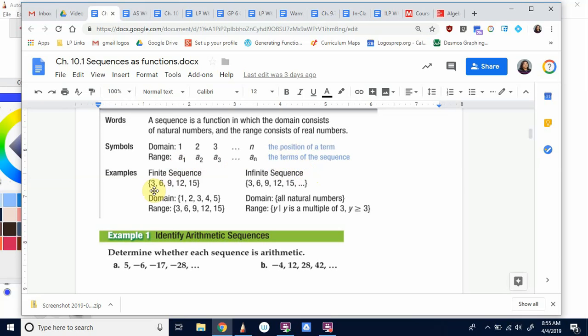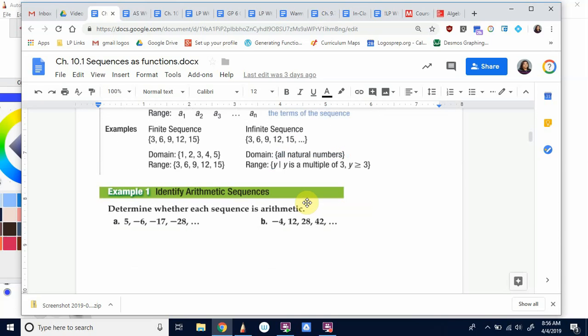So for instance, if I have 3, here the domain would be 1 and the range would be 3, then 2 and 6, 3 and 9, 4 and 12, 5 and 15. So these are the domain and range arranged as x, y values. An infinite sequence would go on forever and ever, that's what the ellipsis is. So that's all we're saying: the domain is the position or counting numbers, and the range is the actual number.